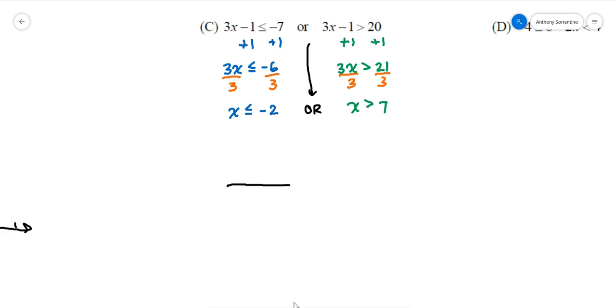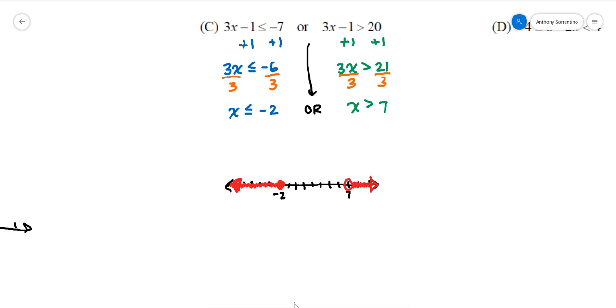Now an OR statement means I only have to obey one at a time. If both happen to work, great. If not, oh well. So again, I don't have to be that super accurate with it, but basically the inequality is going to have a closed dot here at negative 2 and anything to the left of it. Or at 7, an open dot and anything to the right.